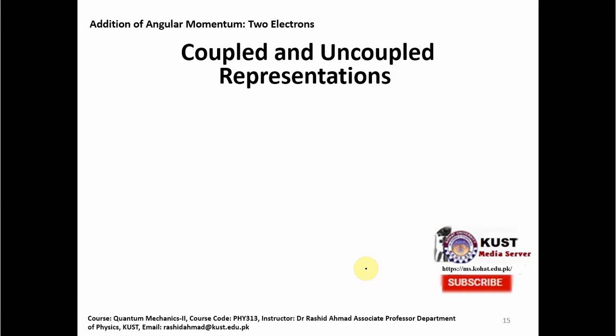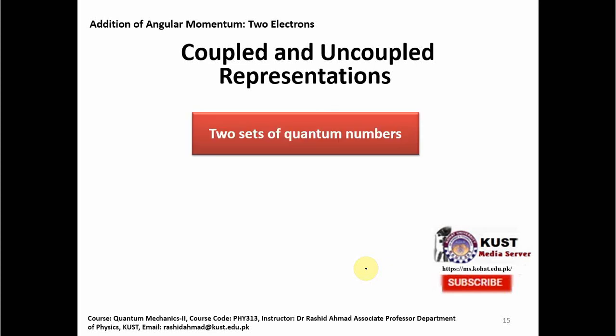And now we come to the last part, the third part of this lecture, where we see the types of representation. I mean, when we represent a system, this is not unique. There is not only one set of quantum numbers which you can use to represent any quantum mechanical system. There are many representations. In this lecture I will talk about only two representations. The first one is the so-called coupled representation, and the other one is the uncoupled representation.